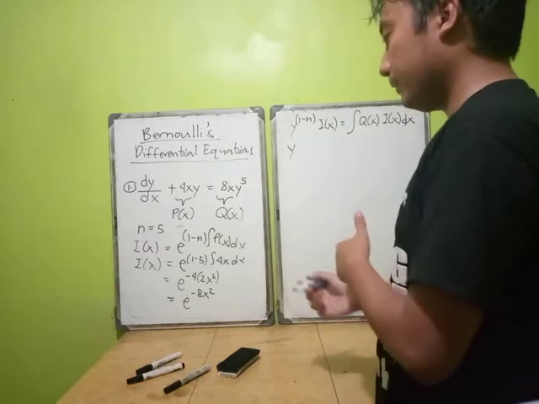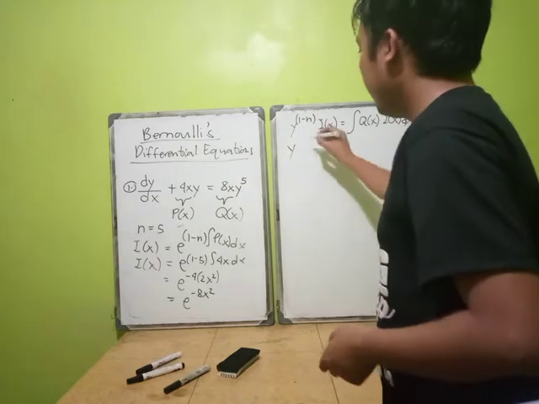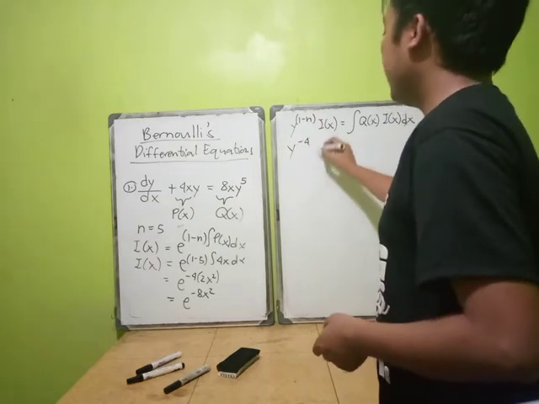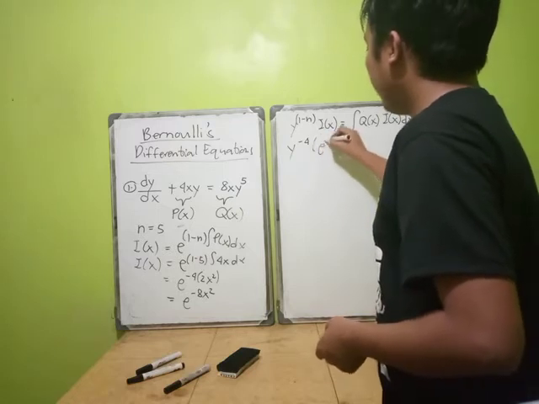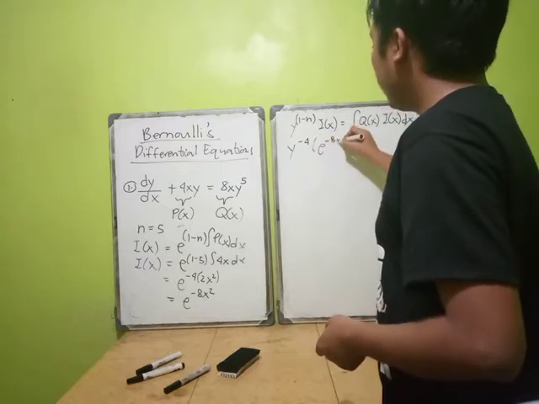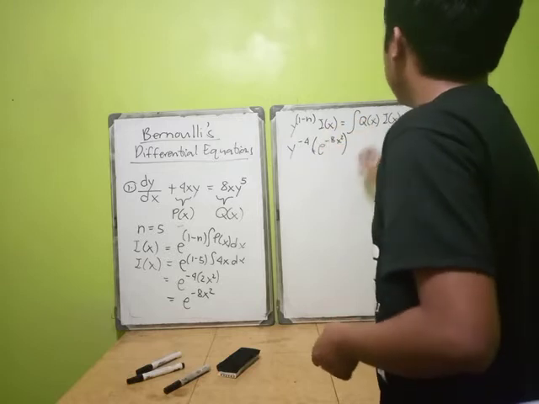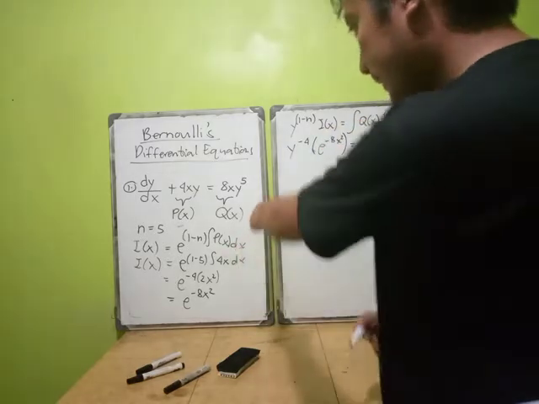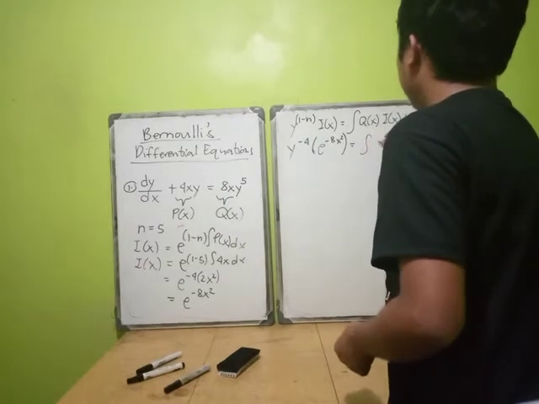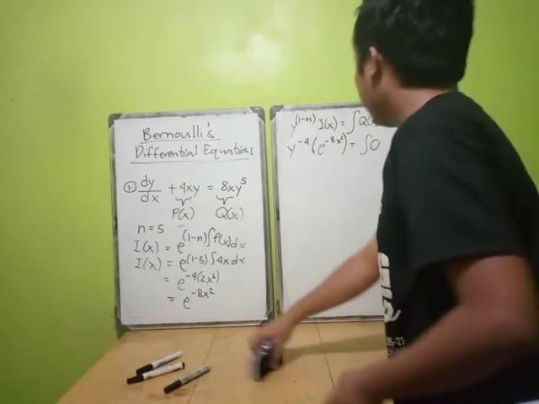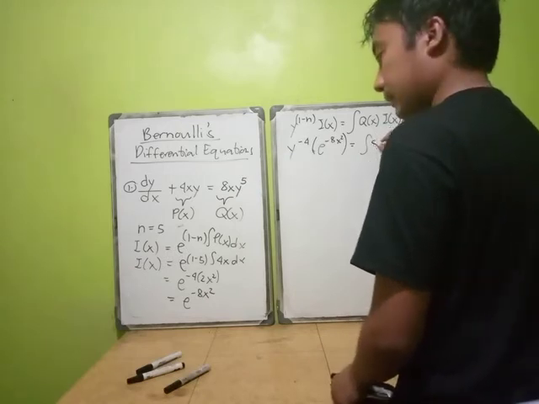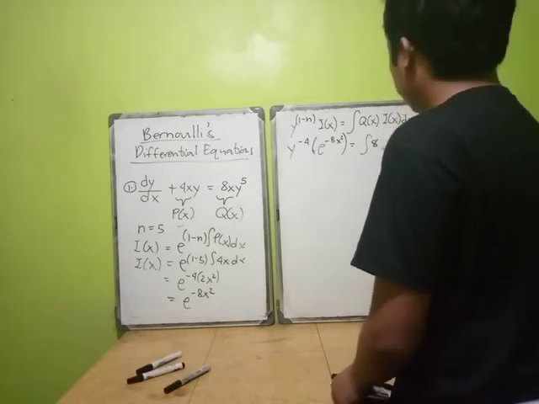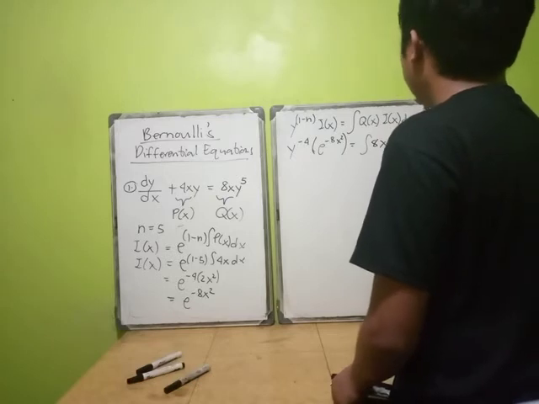Okay, so y to the power of 1 minus n is y to the negative 4. Then, you multiply by the integrating factor na e to the power of negative 8x squared is equal to the integral of q of x. Anong qx natin? 8x, is equivalent to 8x. Okay. E to the power of negative 8x squared dx.